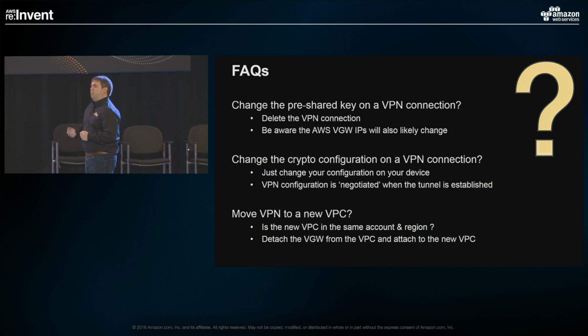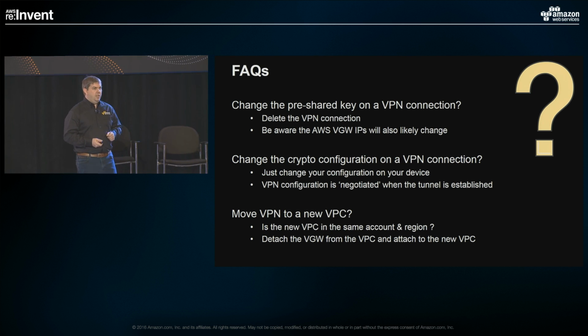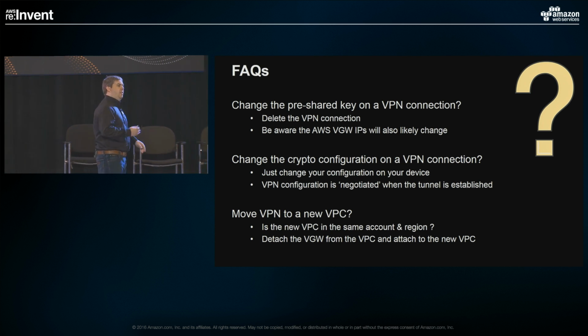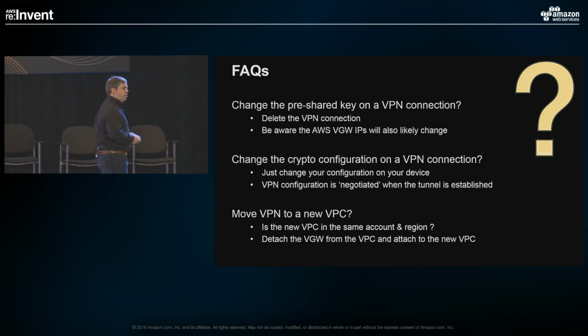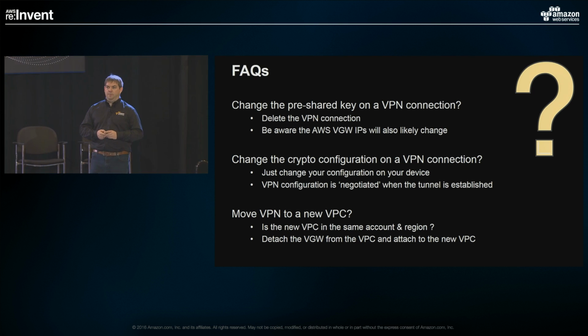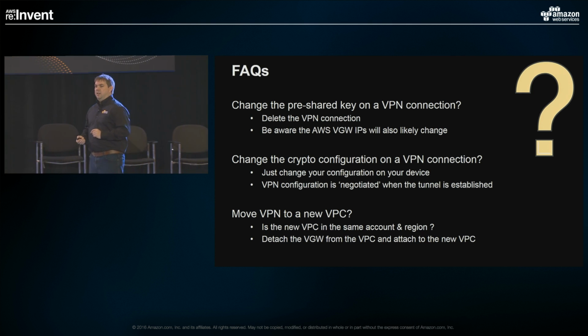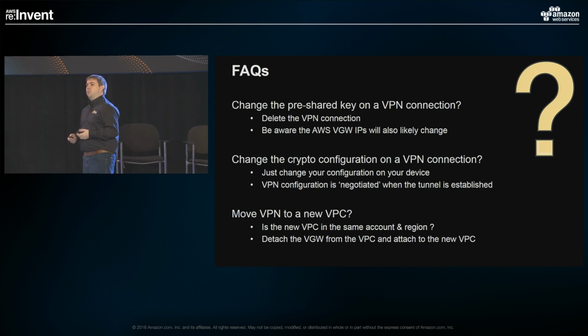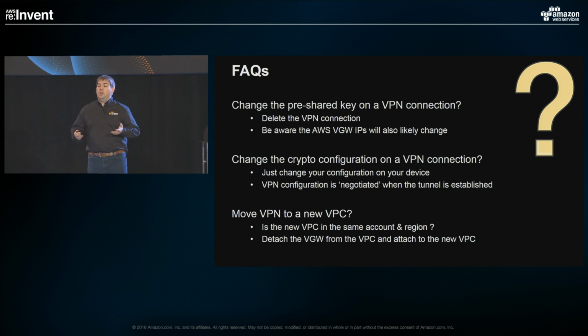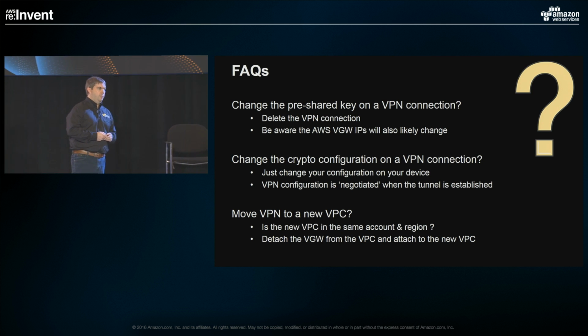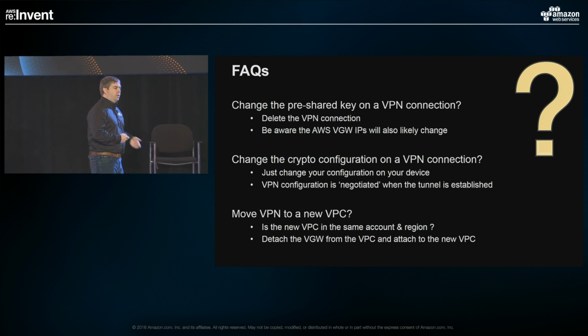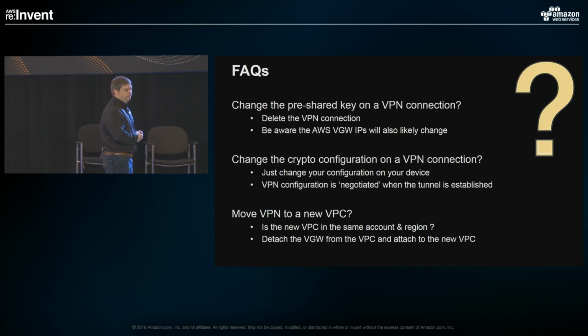So if you want to change that pre-shared key, what you actually have to do is create a new VPN connection. That will generate a new pre-shared key, and you can then reconfigure it on your end of the connection. But when you do that, you also need to be aware that when you recreate that VPN, we are likely to also change the endpoints on the AWS side of that connection. So the IP addresses you're establishing your tunnels to will probably have changed in that scenario. So in that case, make sure you do reconfigure all of those options on your router.